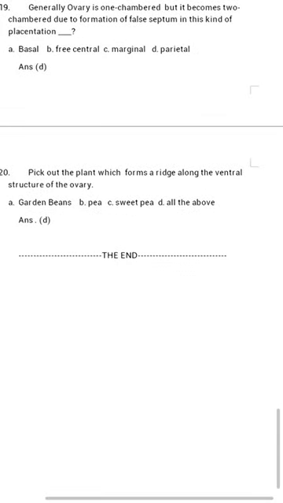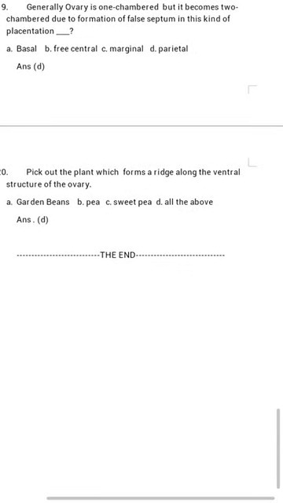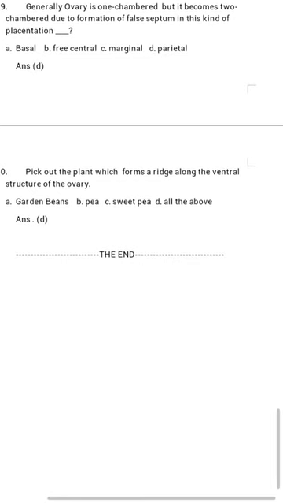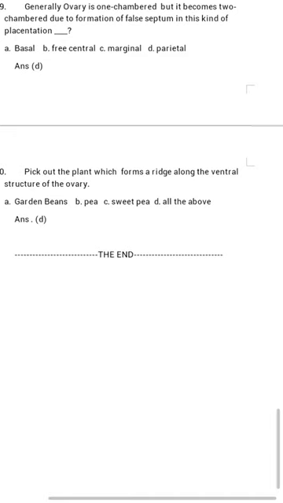Let us see the options. A, basal placentation. B, free central placentation. C, marginal placentation. D, parietal placentation. So option D, parietal placentation, is the correct answer for this question. A false septum can be seen in parietal placentation. Ovules form from the inner layer of the ovary, that means from the inner ovarian wall. This is a very important concept.